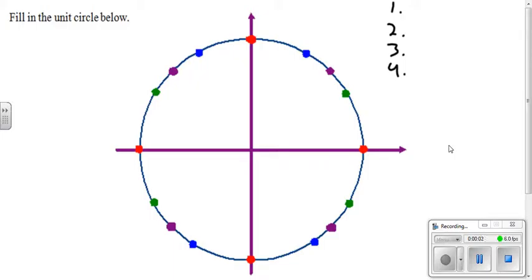Alright, this is our unit circle video. Here we are given a unit circle, in which case we can just imply that this length, our radius, is 1 unit. So it's a radius of 1. That's why it's called a unit circle.